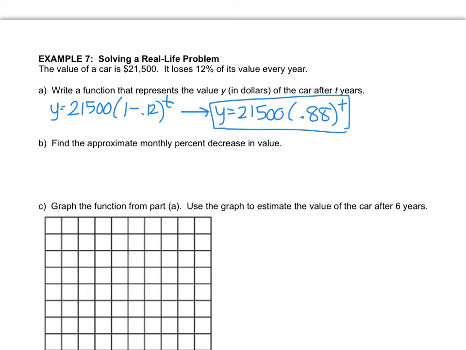In letter B, we want to find the approximate monthly percent decrease in value. So what we need to know is what number multiplied 12 times is 0.88. So what we're going to do is we're going to find the 12th root of 0.88. What? I thought I didn't have to remember old lessons. Never. So the 12th root of 0.88 is 0.989.